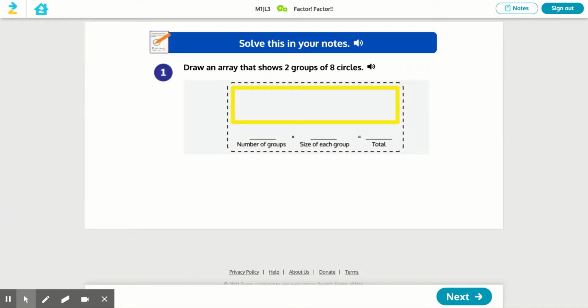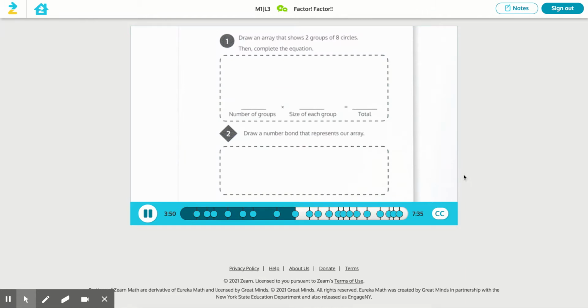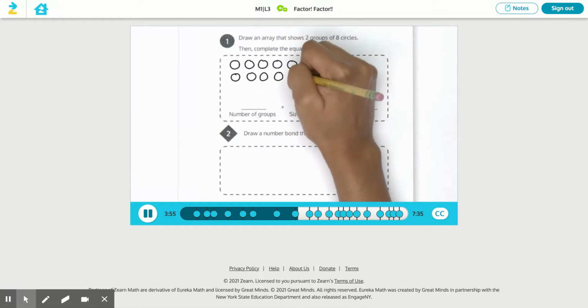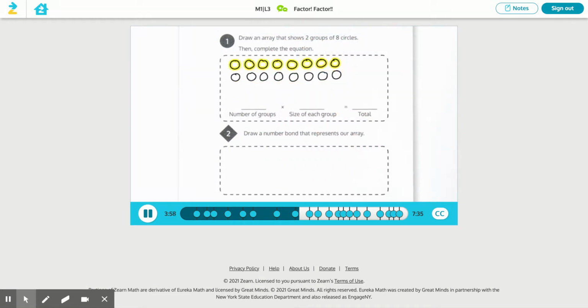All right, and so we don't have the Zern note sheet, but we do all have a math journal. Please take out your math journal and follow these directions. Draw an array that shows 2 groups of 8 circles. Again, draw an array that shows 2 groups of 8 circles. Teachers, please pause the video at this time so that the students can draw their array. I'll draw 2 groups of 8 circles like this. 2 rows with 8 circles in each row.